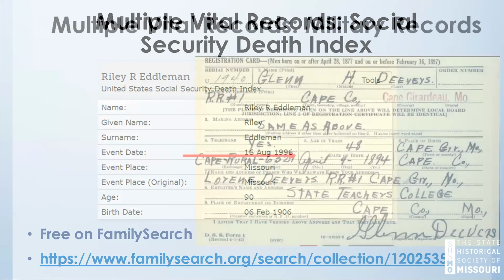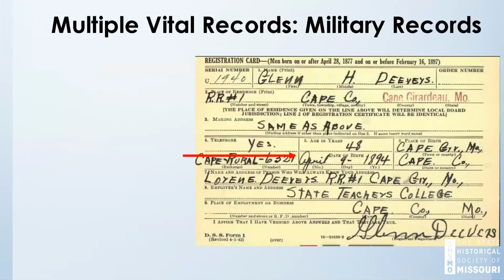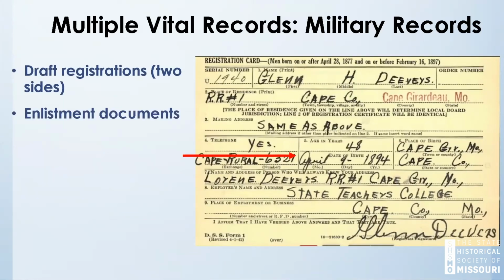Military records can give you birth dates because people had to register. In this case, this is a registration record. This is my grandfather. So draft registrations. There are two sides to this, and so you should always look at the reverse side as well. It may have additional information. Also look at enlistment documents, pension files, interment records.